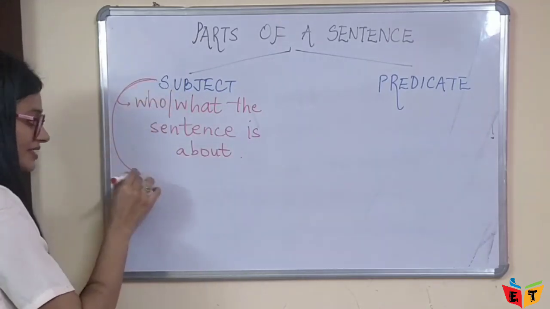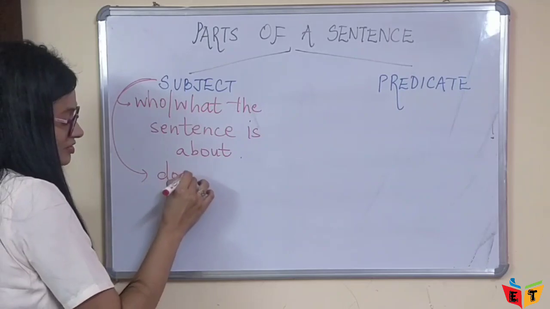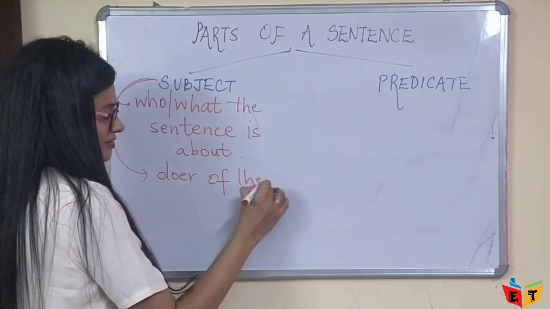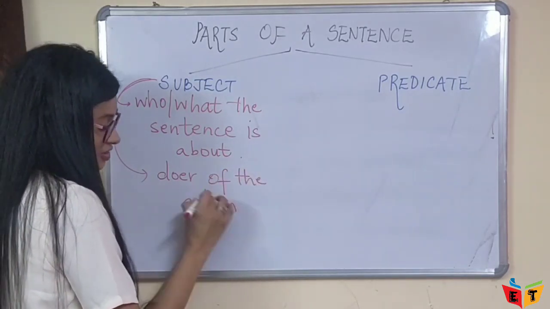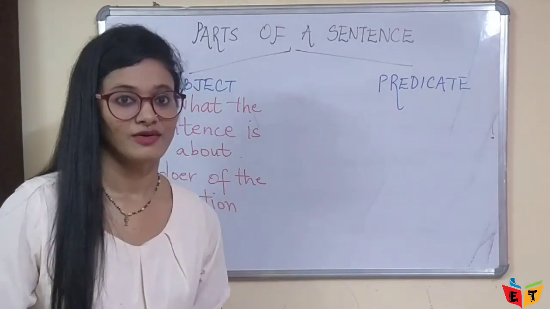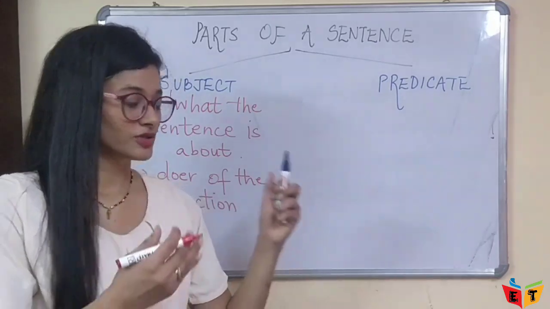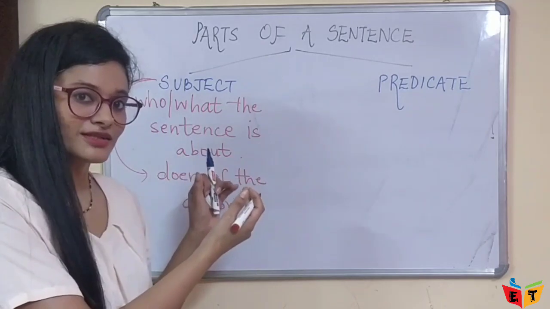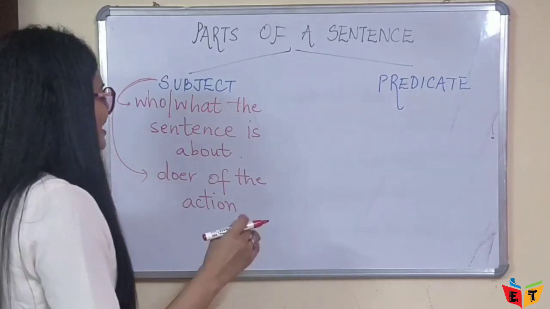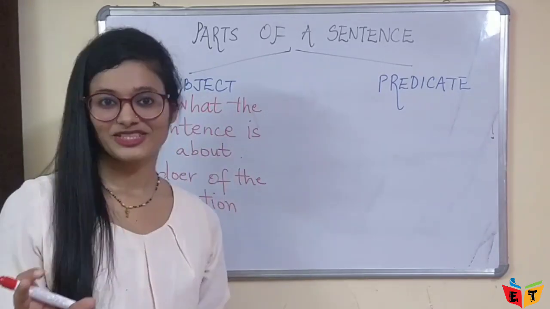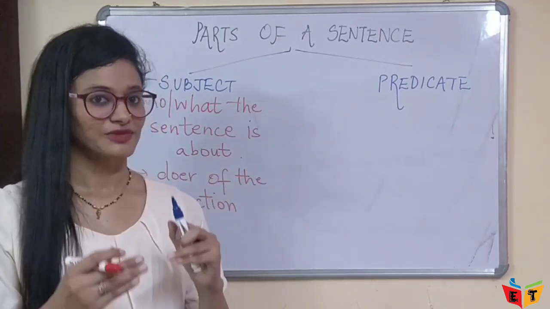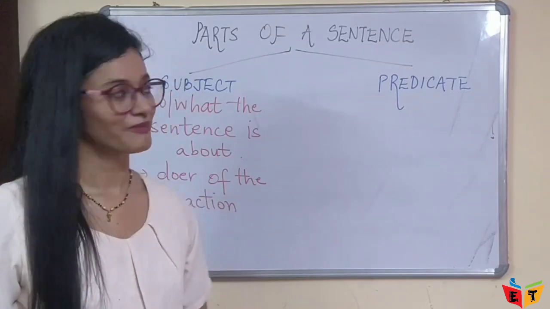Now, a subject is the doer. It's the doer of the action also. Okay? Now, when I say the subject is the doer of the action, you can consider the subject to be an actor who acts, okay? And the one who's acting is the actor. So the one who is doing the action is the subject. So the subject can also be considered to be an actor here. Interesting, right? Okay, so that part of a sentence which tells us who or what the sentence is about is your subject, and your subject is also the doer of the action in a sentence.